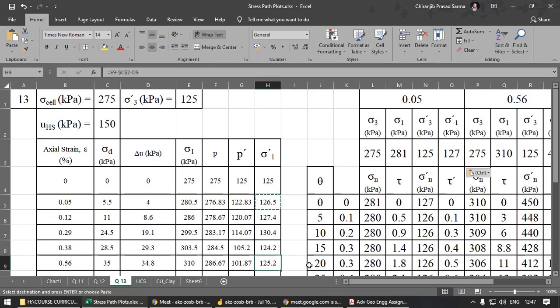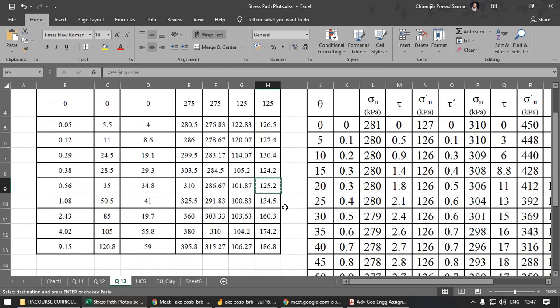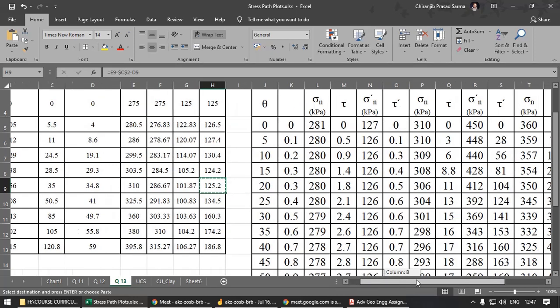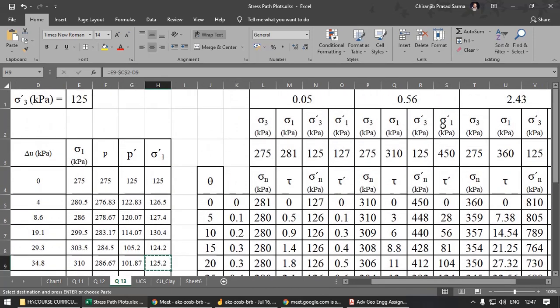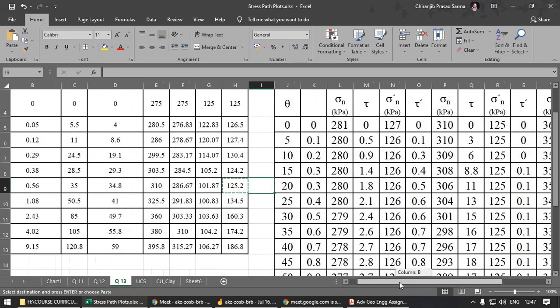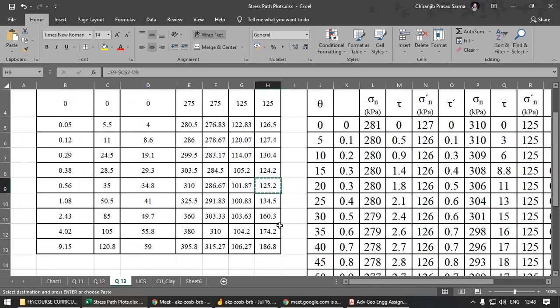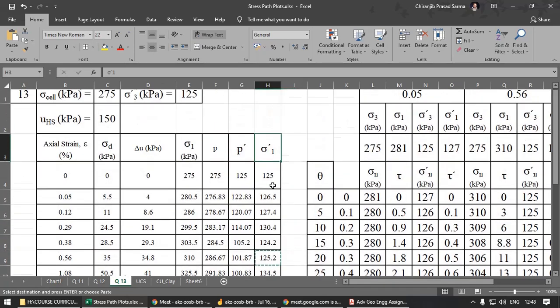Okay, then 0.56, Control C. So here you see it almost dropped to 0. Okay, so it almost dropped to 0 and then it dilated again. Alright, so the pore water pressure increased here and then it decreased. Okay, so you can see that. So a really interesting problem here.